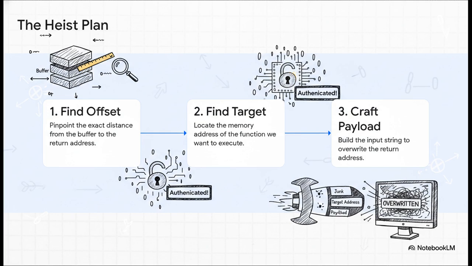Every good heist needs a plan, right? Here's ours. Step 1. Find the offset. We need to know the exact distance from our buffer to that return address. Step 2. Find the target. We need the memory address of the function that says authenticated. And finally, step 3. Craft the payload that pulls off the whole thing.